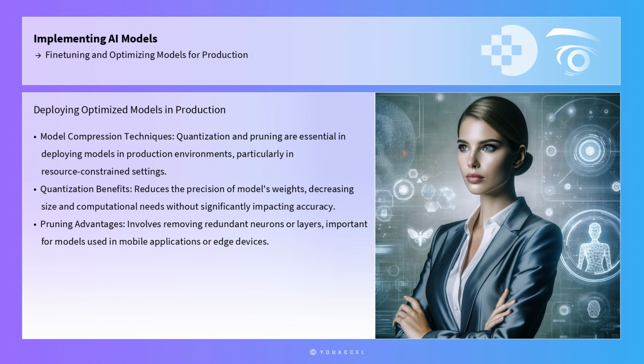Once the model's performance is optimized, attention must turn to deploying it in a production environment. Here, model compression techniques such as quantization and pruning become essential. Quantization reduces the precision of the model's weights, thereby decreasing its size and computational requirements without significantly impacting accuracy. Pruning, on the other hand, involves removing redundant neurons or entire layers from the model. These techniques are particularly important in resource-constrained environments, such as mobile applications or edge devices.